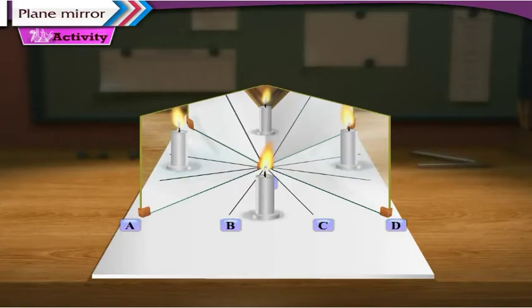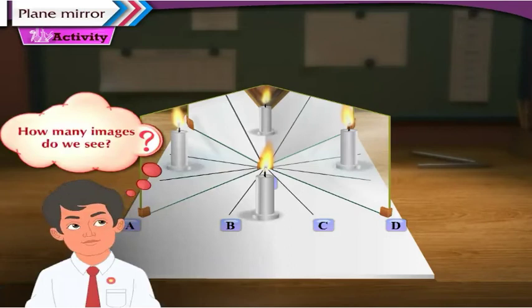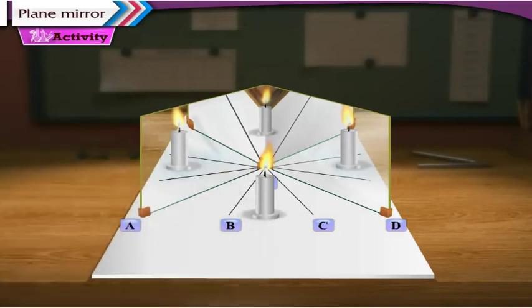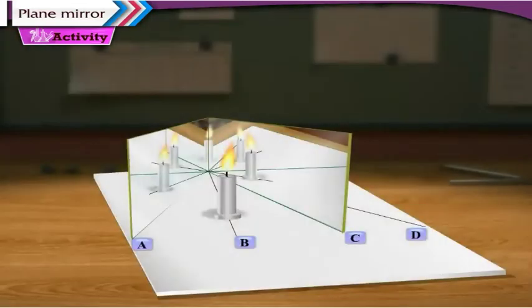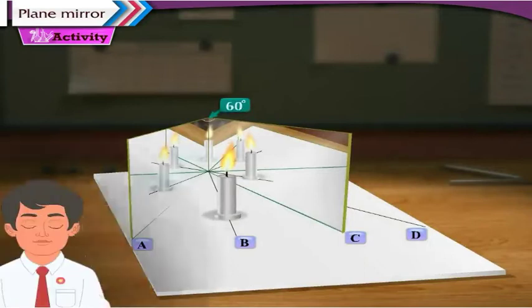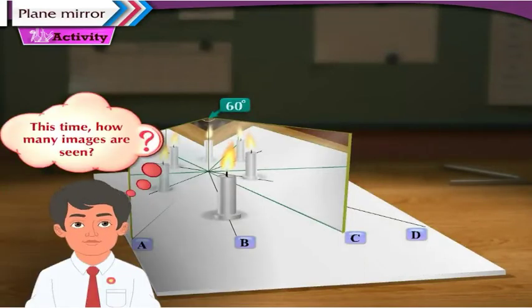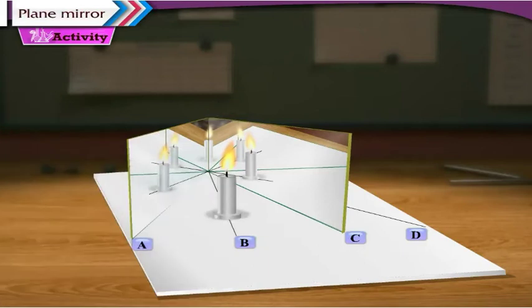We can see that the images are formed in both the mirrors. How many images do we see? We see 3 images of the candle. Let us note down our observation in a table. Now let us change the angle between the mirrors. Shift the mirror placed on line OD to OC such that the angle between the mirrors is 60 degree. This time, how many images are seen? We see 5 images of the candle.